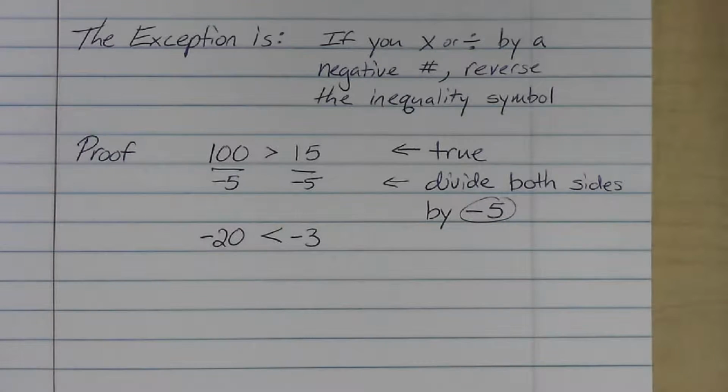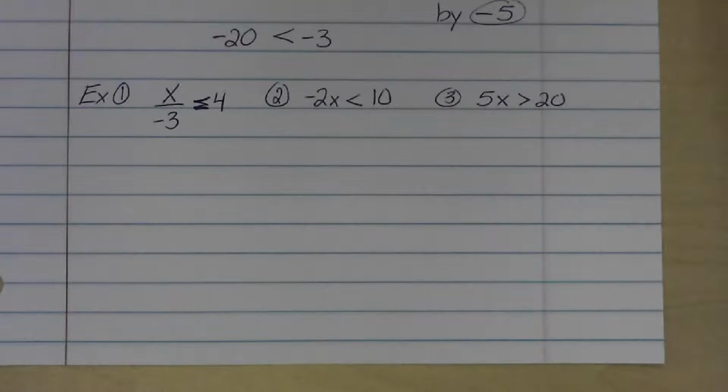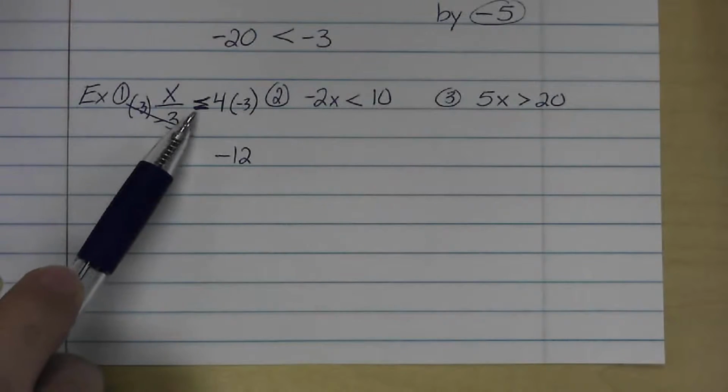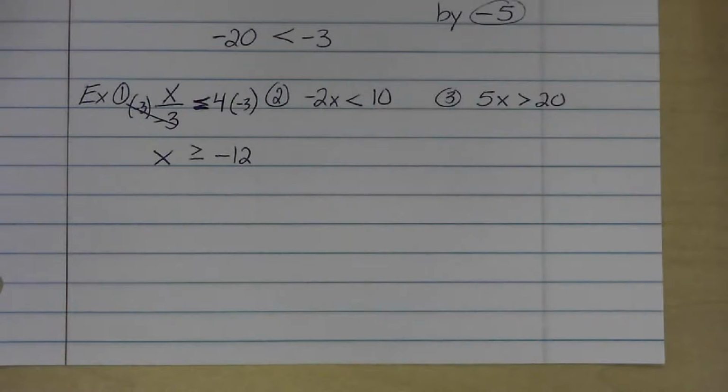Let's take a look at some examples. Okay, so in the first example, we have x divided by negative 3 is less than or equal to 4. To get rid of that negative 3, I'm going to multiply both sides by negative 3. The negative 3's on the left cancel. 4 times negative 3 is negative 12. And since I multiplied by a negative number on both sides, I'm going to reverse this symbol. So our answer is x is greater than or equal to negative 12.